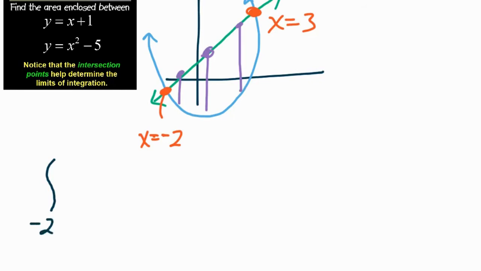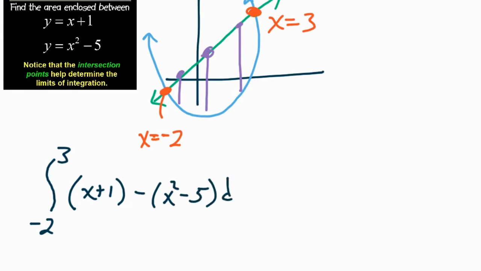I can set up my formula. Students like this section because it really starts to boil down to the same thing, which is upper minus lower. That is until we start getting into some of the special cases. But nonetheless, that ends up creating our integral. Make sure that x plus 1 is first and x squared minus 5 is second.